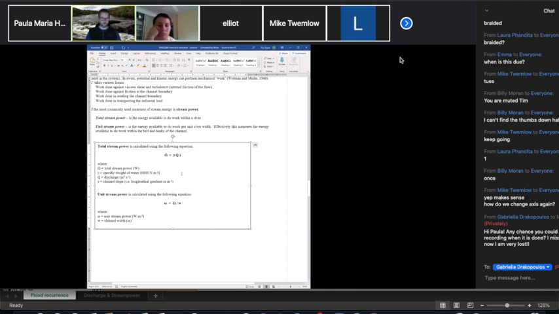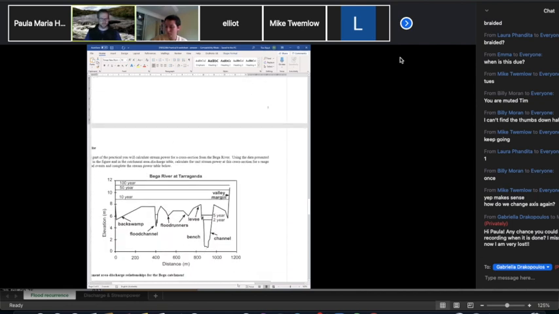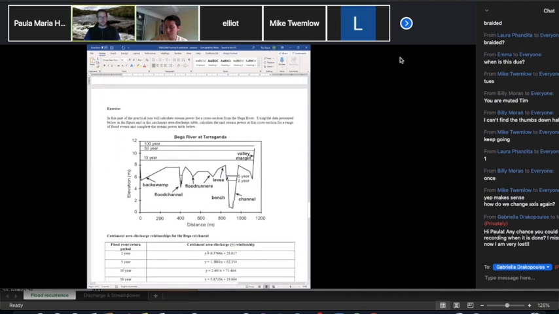And the way we calculate unit stream power is to divide the total stream power by the width of the channel. So what we're saying now is if you had all of that energy focused into the channel, give us the number. So what we're going to do in this section is look at this transect of the Bega River. And what you can see here are the flood recurrence intervals. So remember we just talked about them, the 2-year flood, the 5-year flood, the 10-year, the 50, the 100-year flood levels for the Bega River.